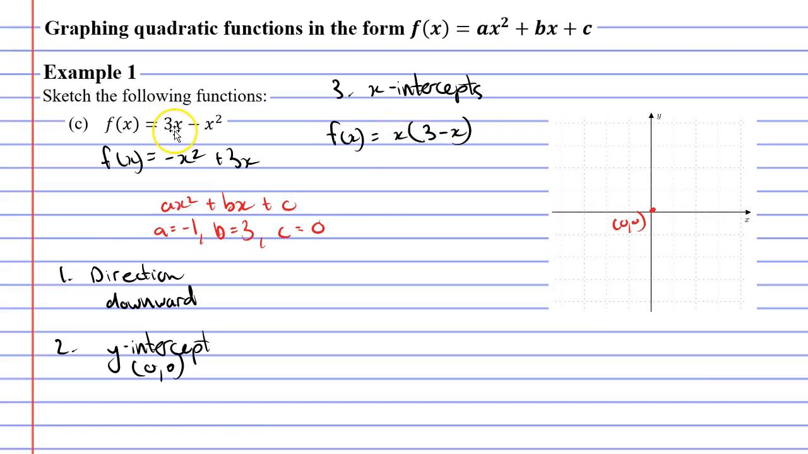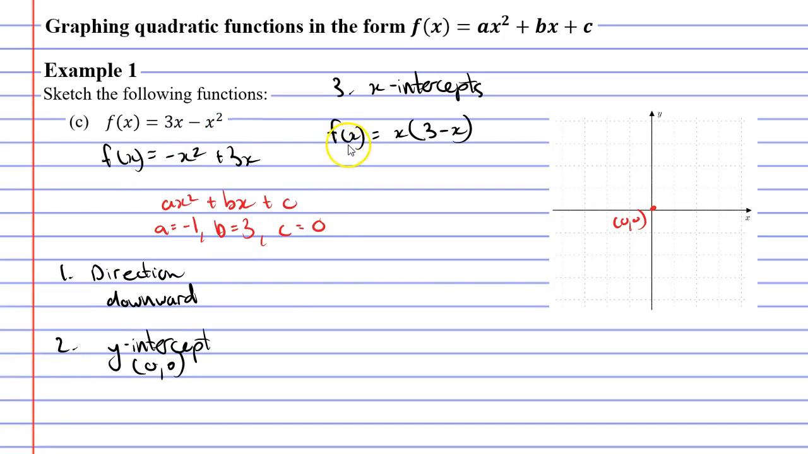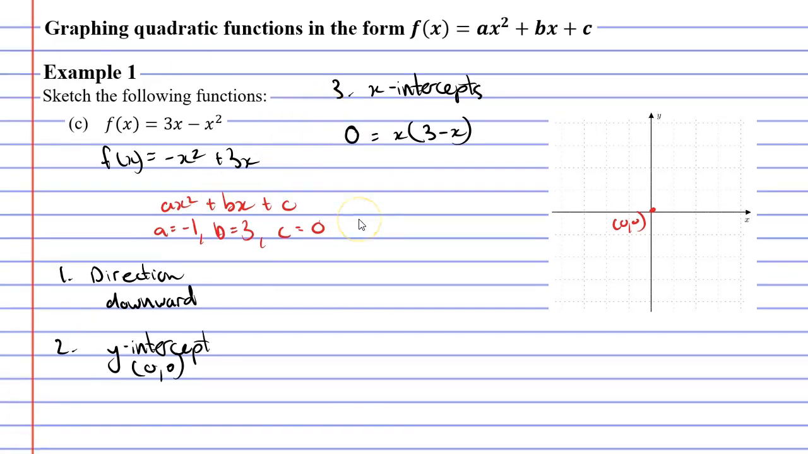X times 3 is 3x, and x times minus x gives me minus x squared. Now I've just realized I should have made my function equal 0, so I'm going to change this so that it equals 0. I'm going to get two solutions here. Either x will equal 0 or x will equal 3.